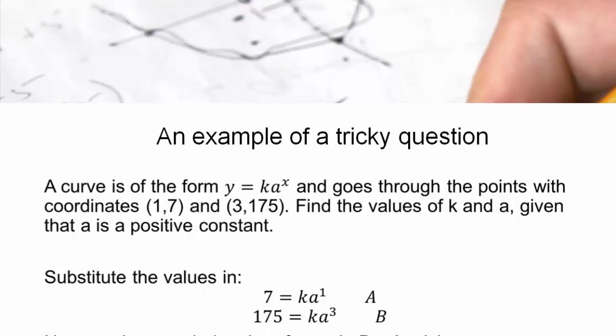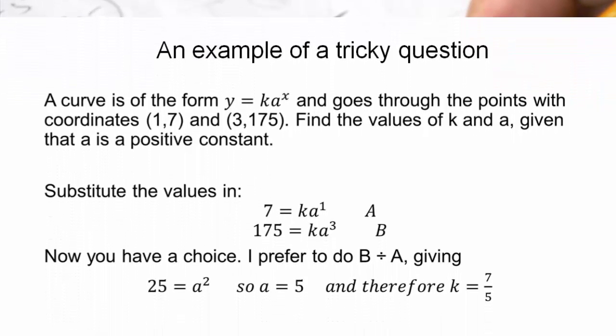But I don't like to do it like that. I always prefer to divide, because if I've ever got a number to the power of something and I've got to find either the power or the base, if I just divide, we can just use index laws for working out the division. This will get rid of k, because k divided by k is 1.